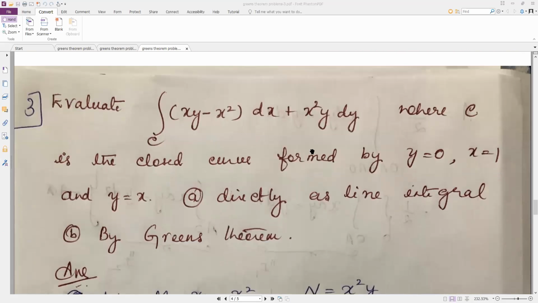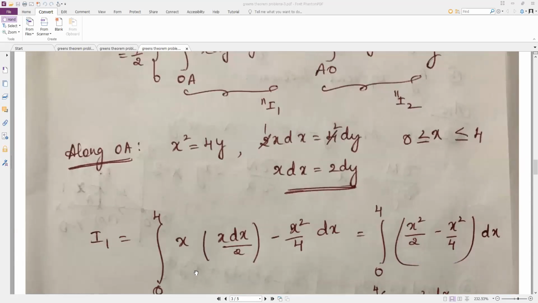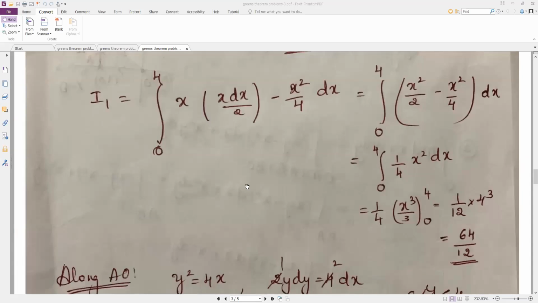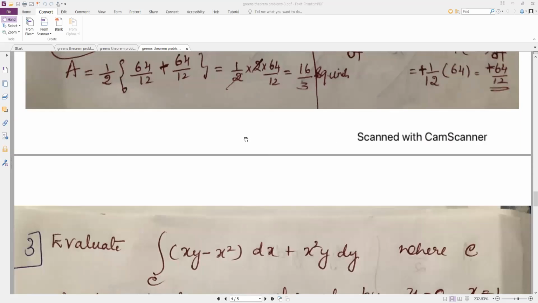Evaluate integral c xy minus x square dx plus x square y dy, where c is a closed curve formed by the line y equal to 0, x equal to 1 and y equal to x, directly as line integral and by Green's theorem. So the asteroid, I'll do it later because one page is missing here. I'll write it and again I'll do the recording.